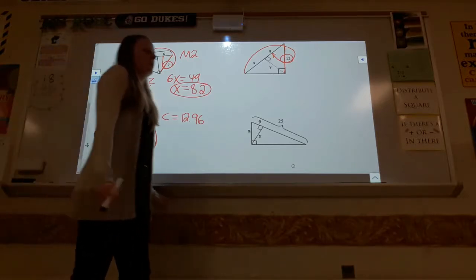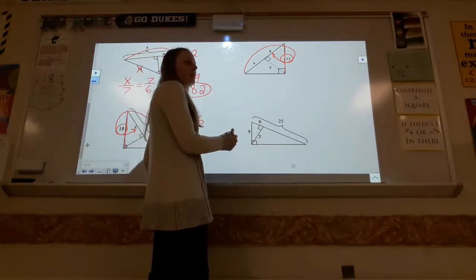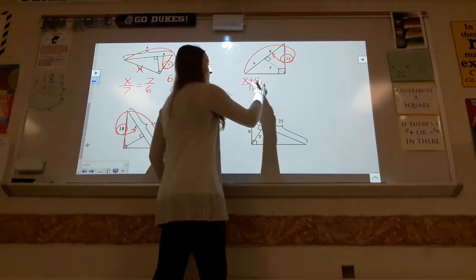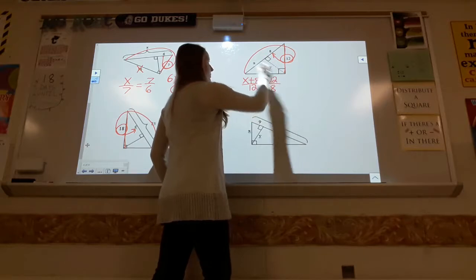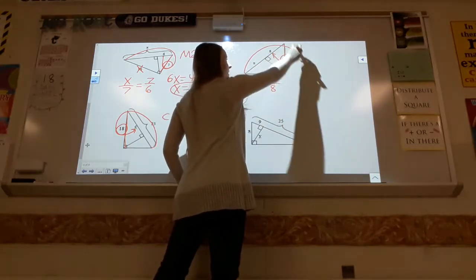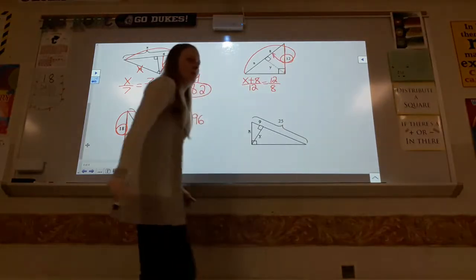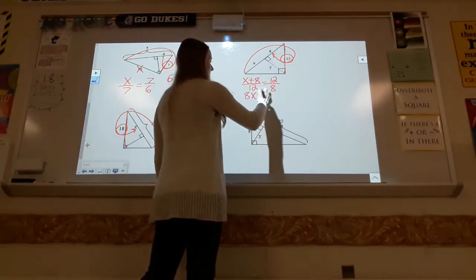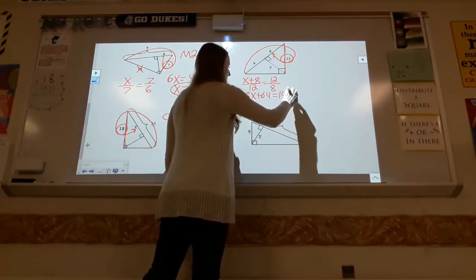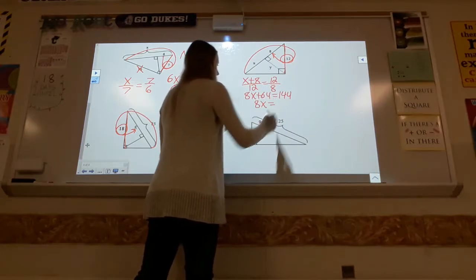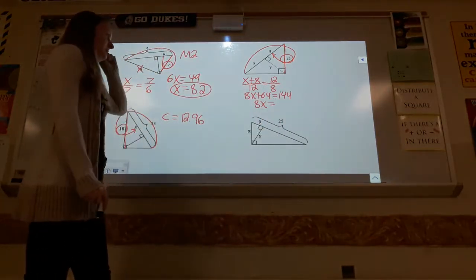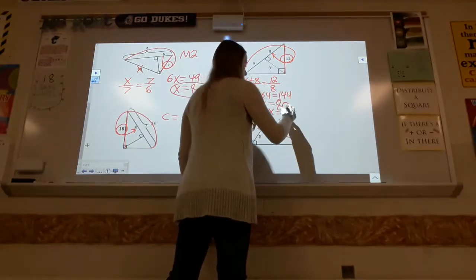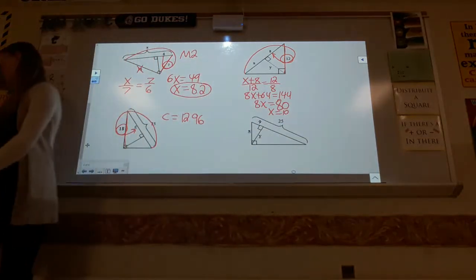So what would my proportion look like to solve for x? X plus 8 over 12 equals 12 over 8. Good. The full hypotenuse, which is x plus 8, that's the full path here, over 12 equals 12 over 8. Right? Then we cross multiply. So we have 8x plus 64 equals 144. 80. Yeah. X equals 10. Everybody agree?